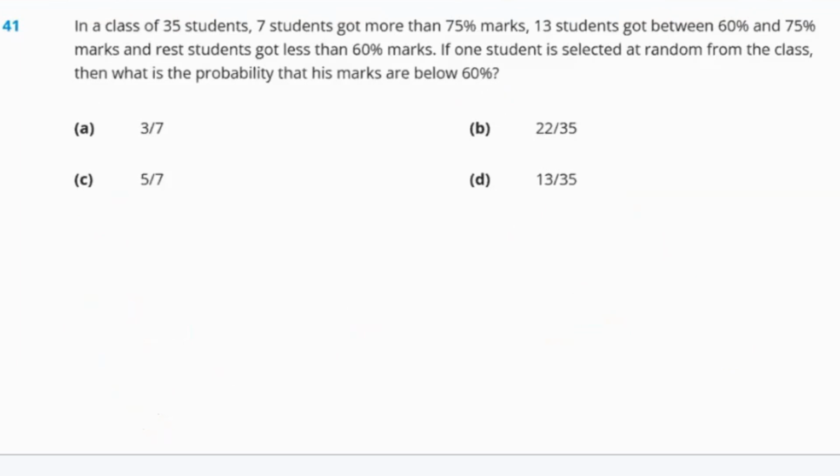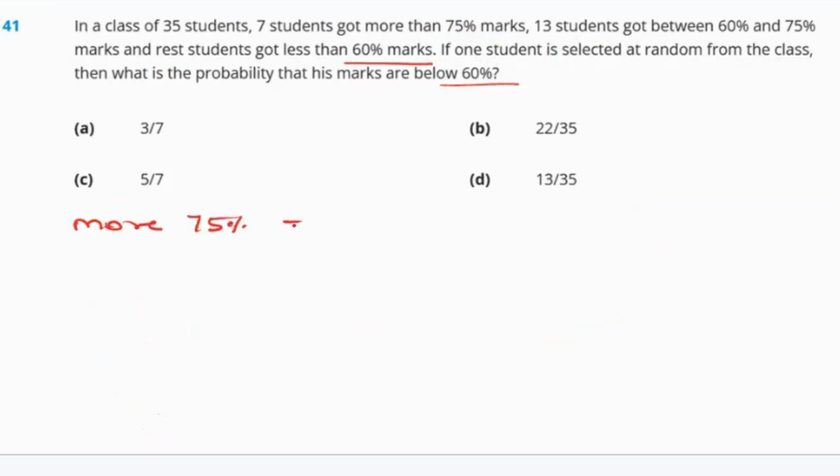Now question 41. In a class of 35 students, 7 students got more than 75% marks, 30 students got between 60% and 70% marks, and the rest of the students got less than 60 marks. If one student is selected at random from the class, then what is the probability that his marks are below 60%?